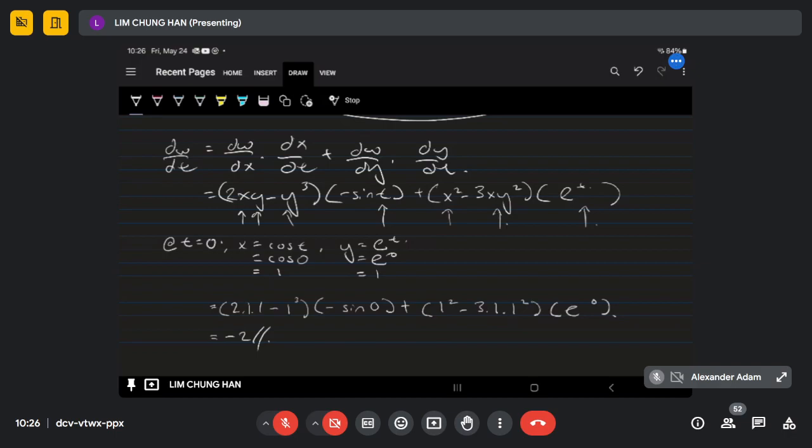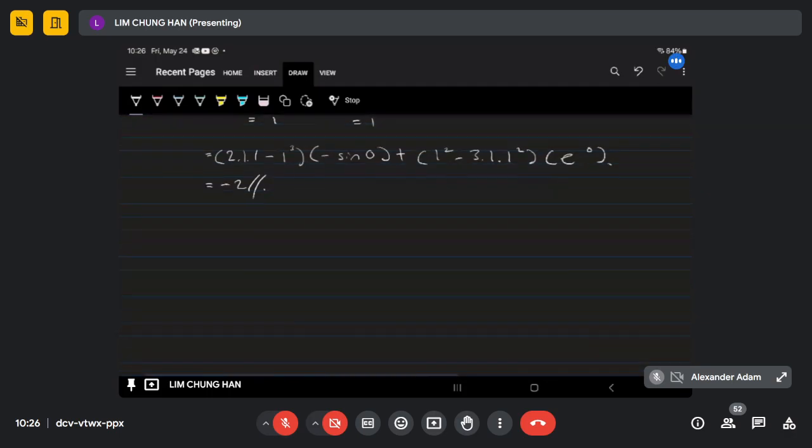So that's how you do the chain rule. Any questions you need to ask me? No question. Okay, so if there are no questions, I'm going to go a little bit further.